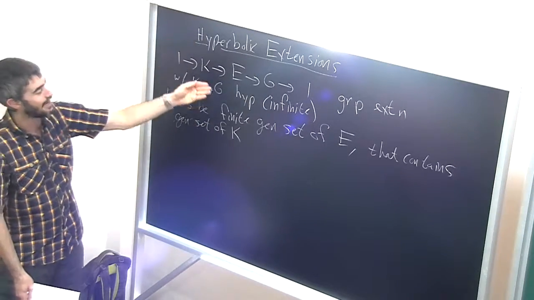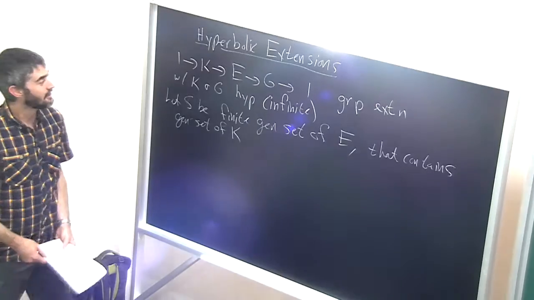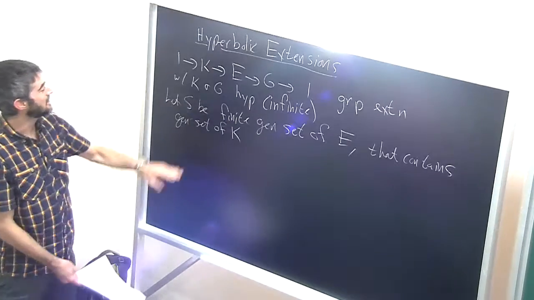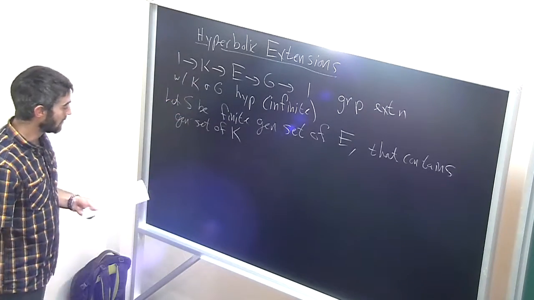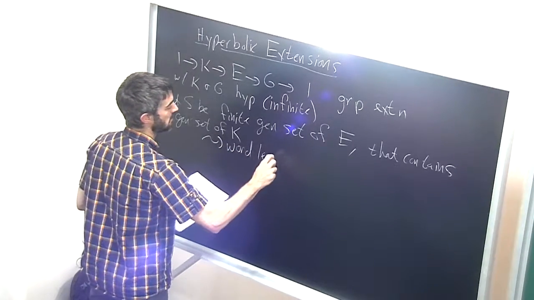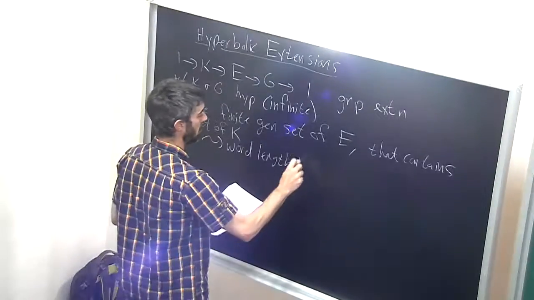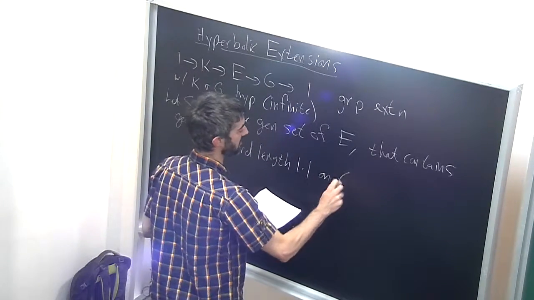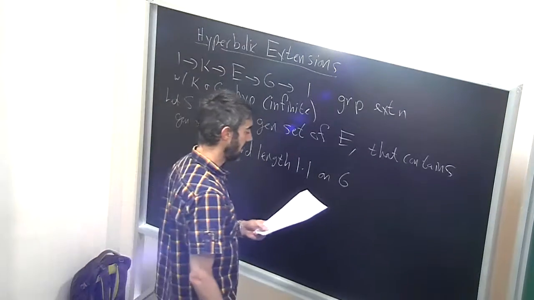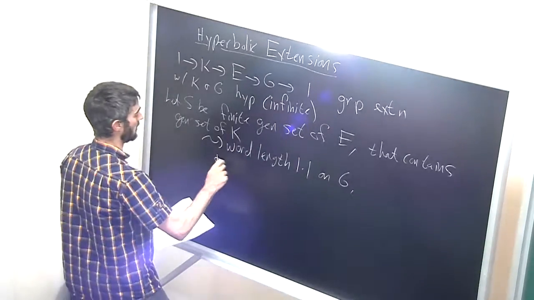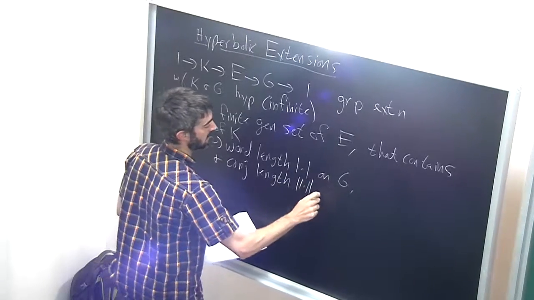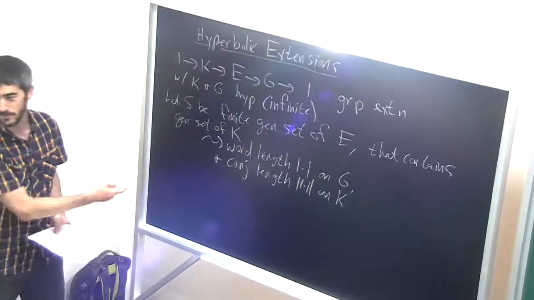Some of the things are in K, they all die. The things that don't die give me a generating set for G. So now I have compatible word lengths. I have a word length on E that makes sense with the word length of G, and also a word length on K. OK? So what does this give me? A word length on G in particular, because I'm thinking of the projected generating set to G, so I have a word length there. And also a conjugacy length, which I'll write this way, on K. Of course, there's a word length on K too, but I care about the conjugacy length.